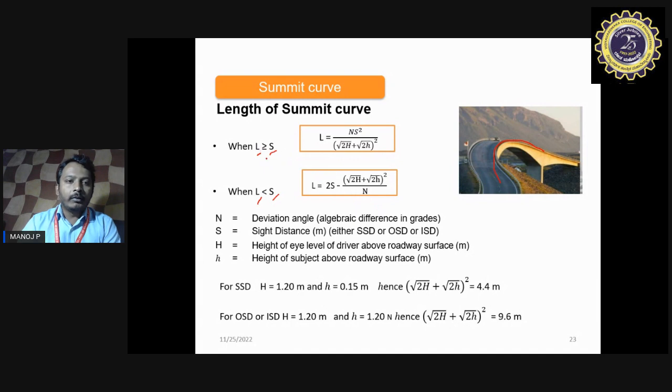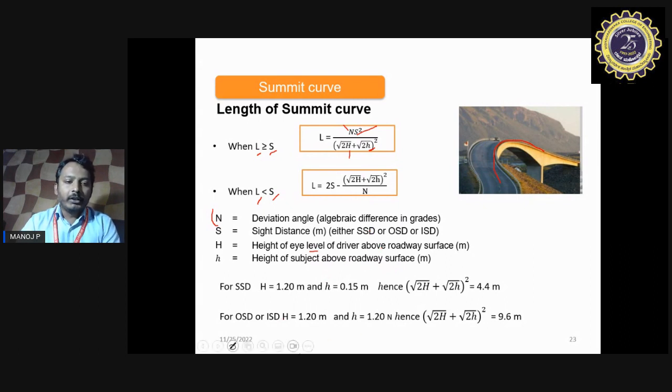When the length is greater than or equal to stopping sight distance, this is the derived equation: capital N S square divided by square root of 2 capital H plus square root of 2 small h the whole square. When the length is less than S, the equation is 2S minus square root of 2 capital H plus square root of 2 small h the whole square divided by N. Here, what is N? N is the deviation angle or algebraic difference between the two grades. S is the stopping sight distance. Capital H is the height of the eye level of the driver above the road surface, and small h is the height of the subject or object above the road surface.